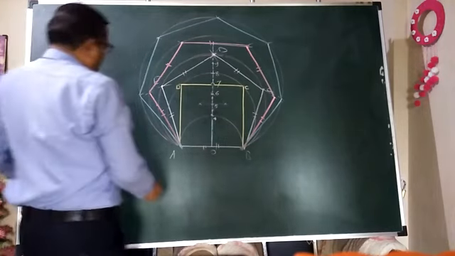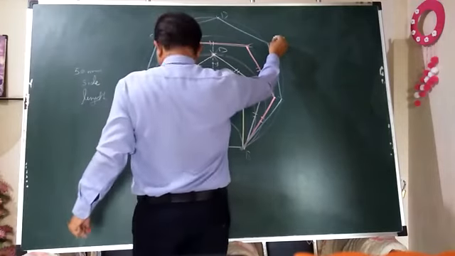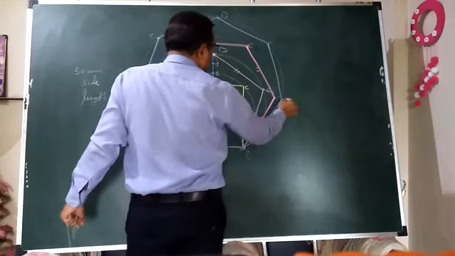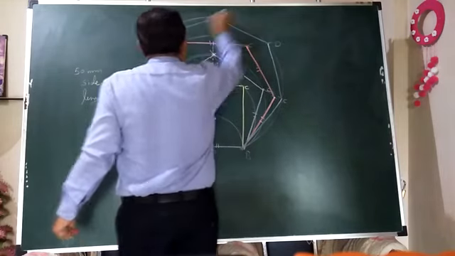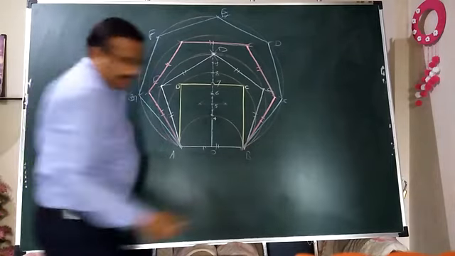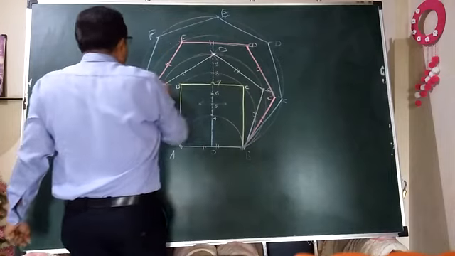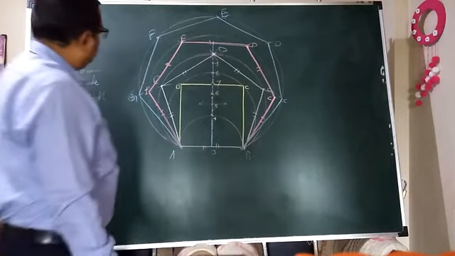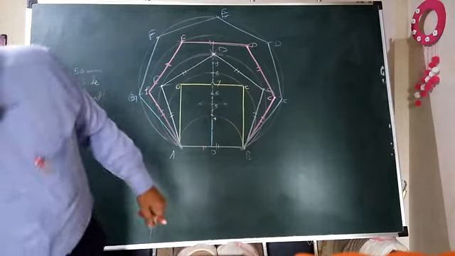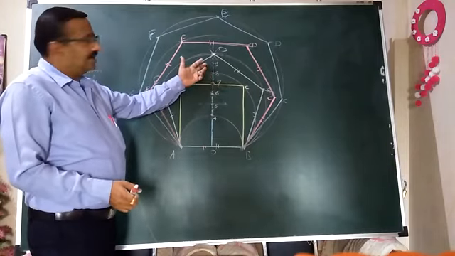Okay. So B, C, D, E, F, and G. For the corners of the hexagon, A, B, C is here, D is here, E is here, and F. Okay. Likewise, we can construct the octagon, 8 as a center, and the nonagon, 9 as a center.